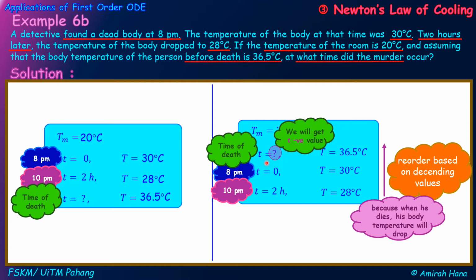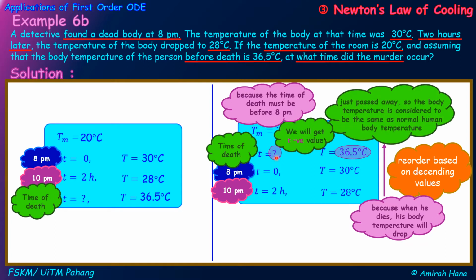We will get t equals a negative value because the time of death must be before 8 p.m. So before 0 means negative. And just after passing away, the body temperature is considered to be the same as normal human body temperature.